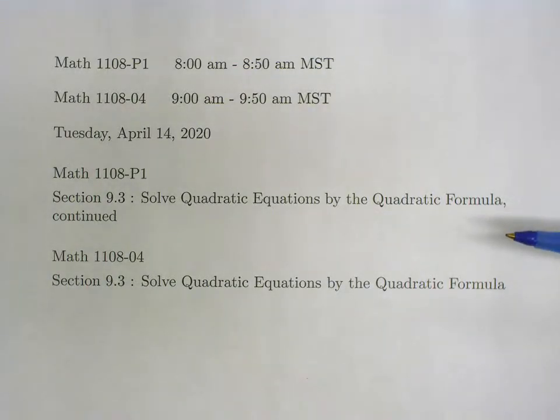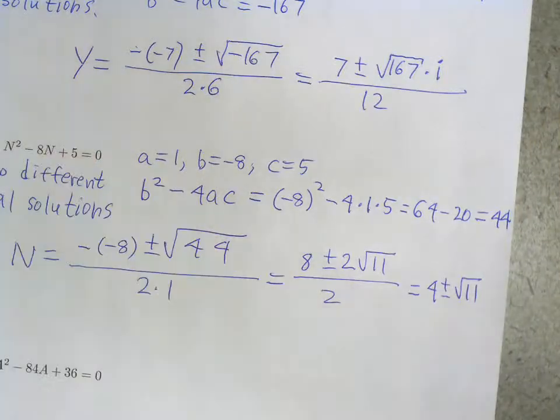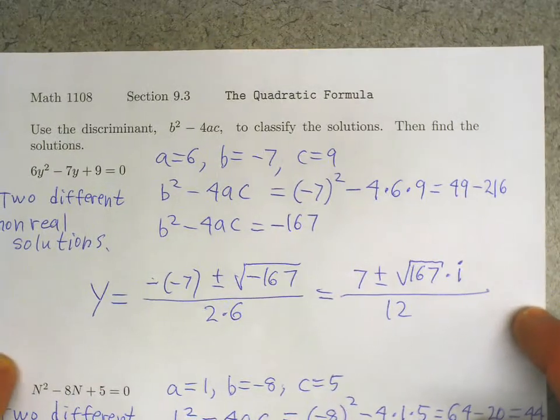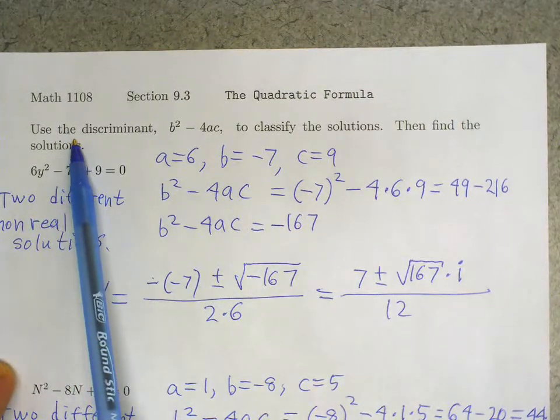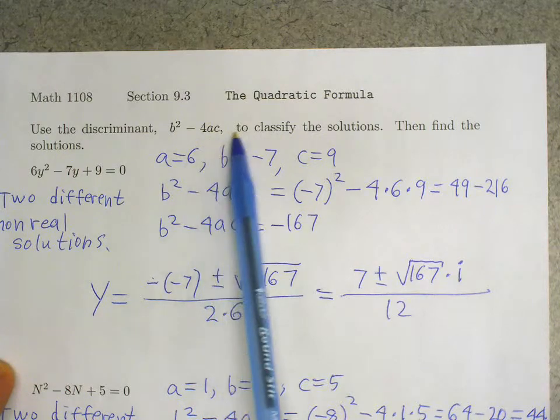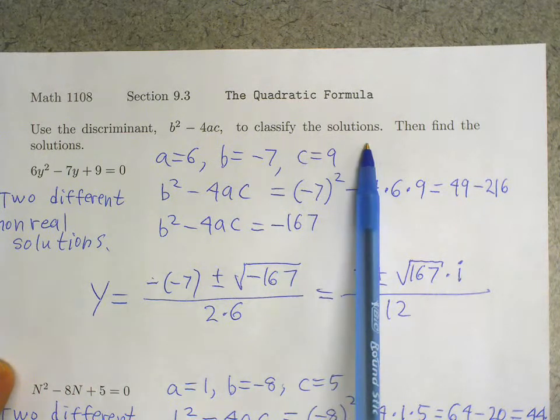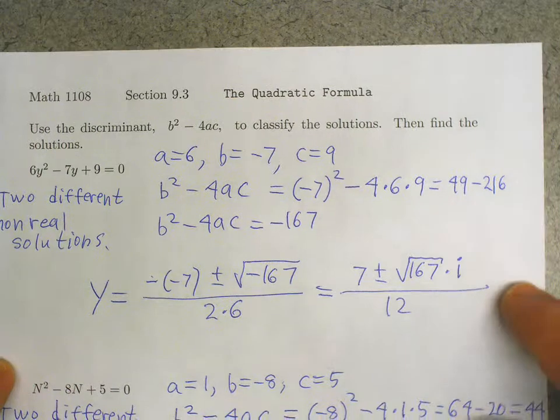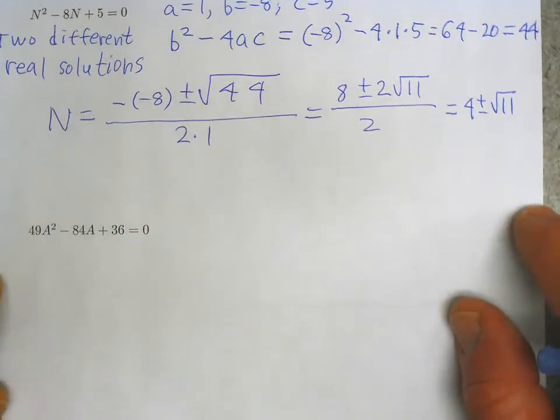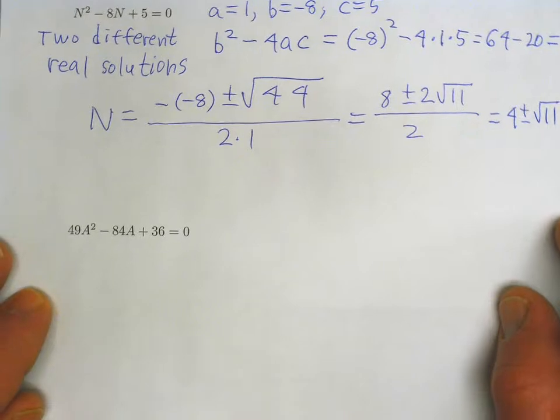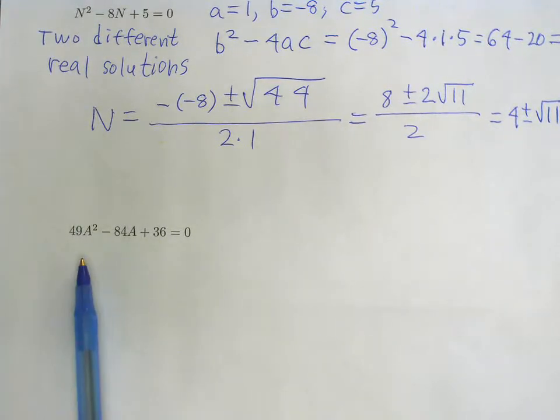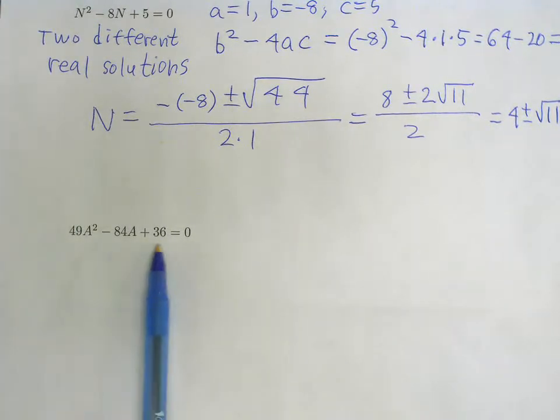We'll continue with solving quadratic equations by the quadratic formula today. We'll pick up from yesterday. The directions on these problems are to first use the discriminant, b to the second minus 4ac, to classify the solutions and then find the solutions. So we're down to this example on the bottom, 49a to the second minus 84a plus 36 equals 0.